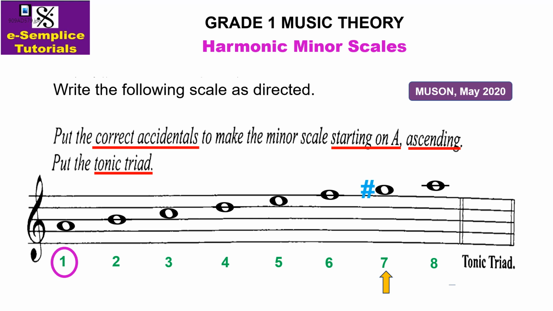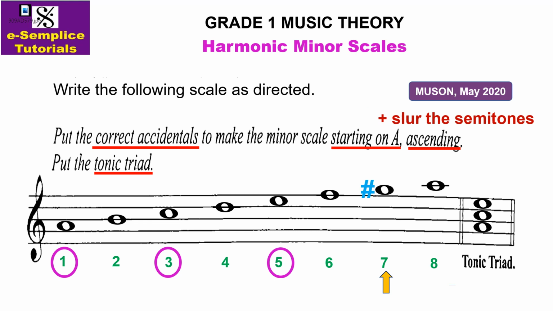Let's work on the tonic triad. Remember, it's built on the tonic, the first note in the scale. So you go 1, 3, and 5. Let's start that. You'll be having A, C, and E.